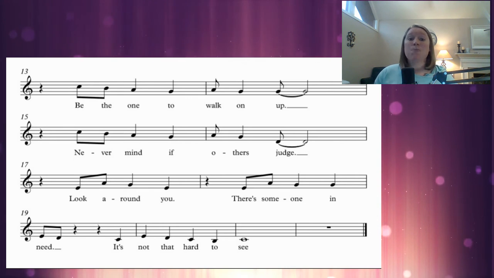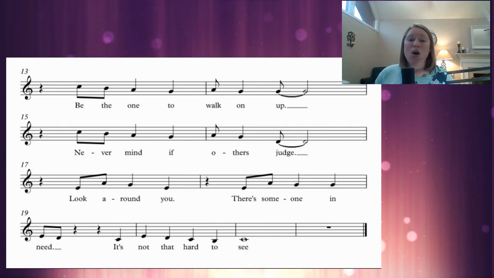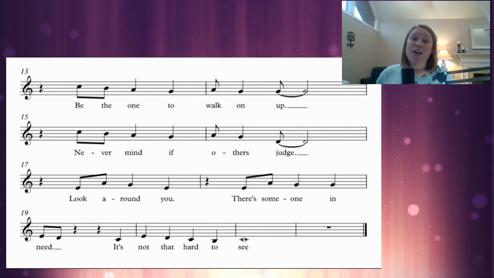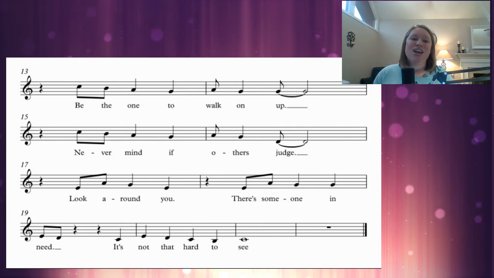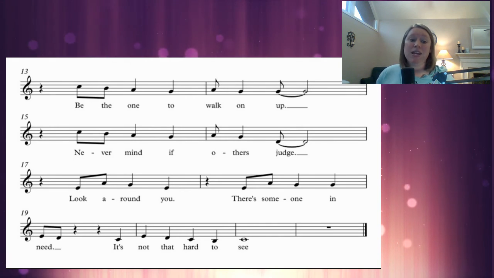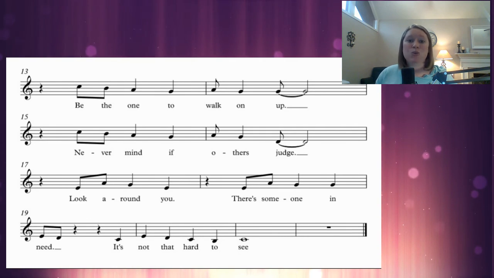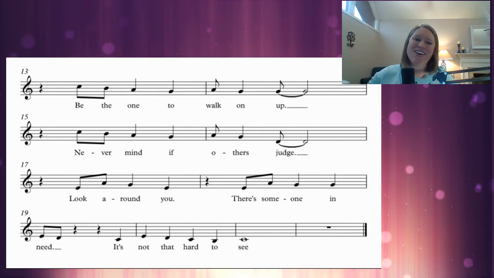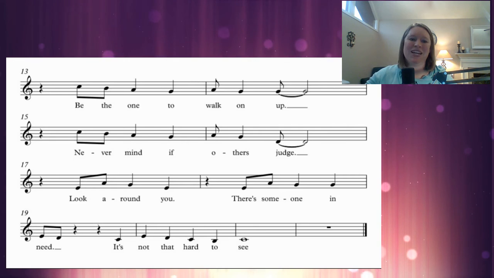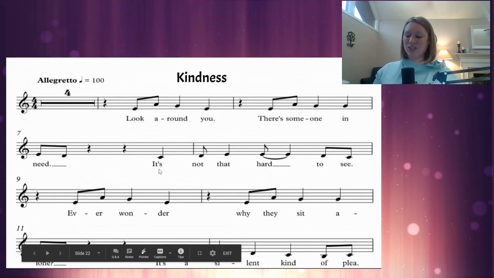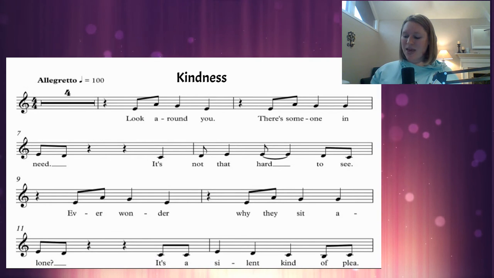Here we go. Be the one to walk on up. Never mind if others judge. Look around you. There's someone in need. It's not that hard to see. Good. Let's try the whole song from the beginning. We're going to stand up, or not stand up, unless you want to, but sit up nice and straight and give me the best sound that you have. Here we go.